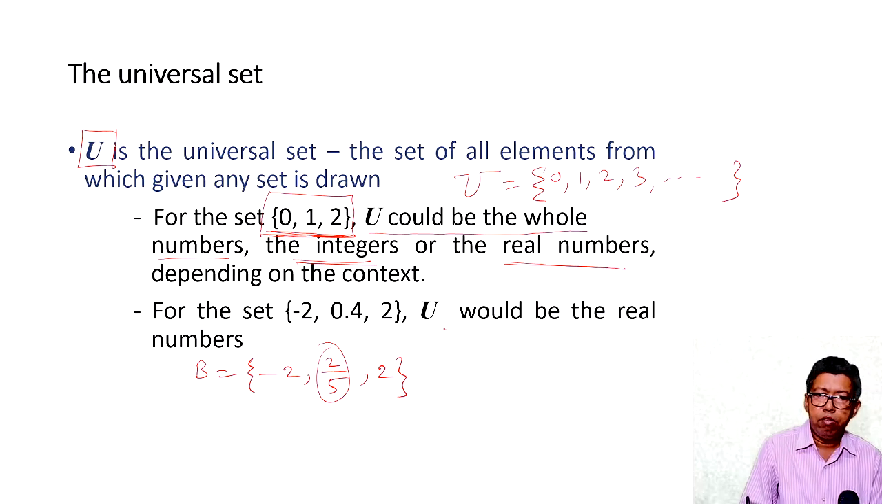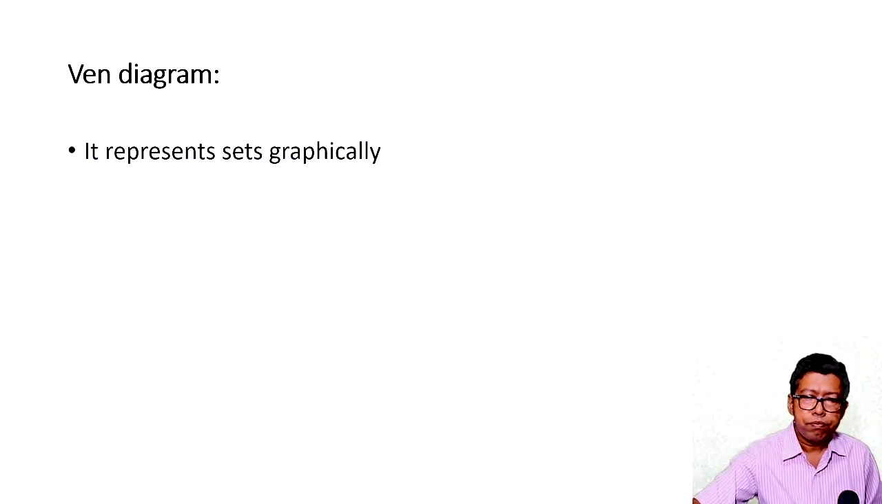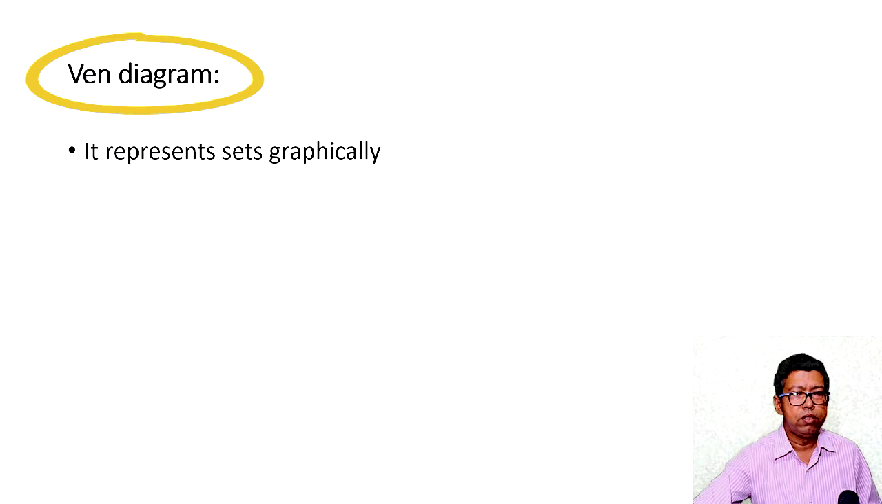You may take the universal set as the real numbers. If you take the universal set as the real numbers, then this set B will be a subset of the real numbers. So in this case, you consider the real numbers as the universal set. Okay. Next is the Venn diagram.